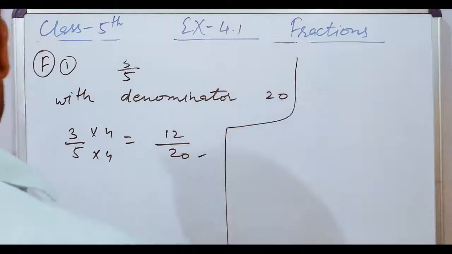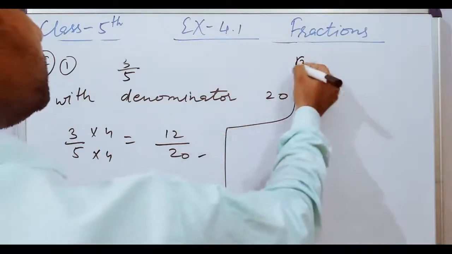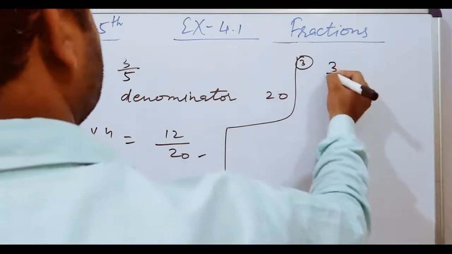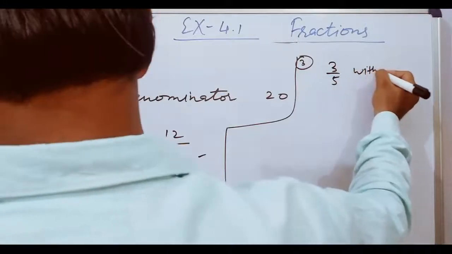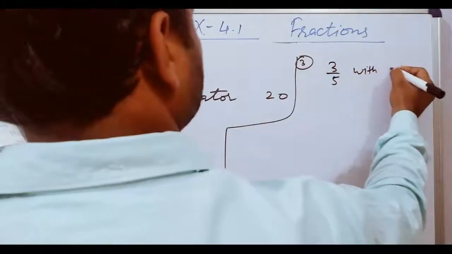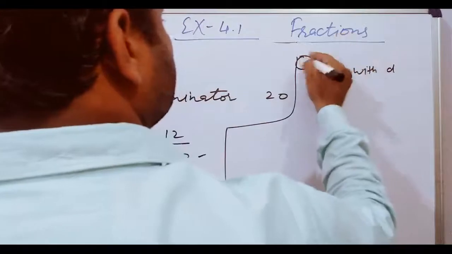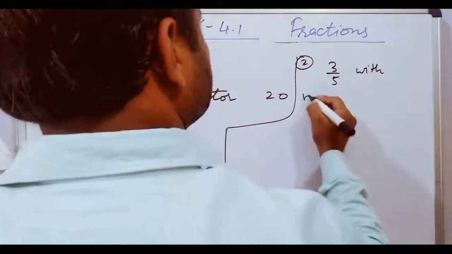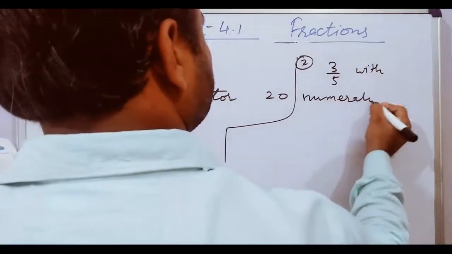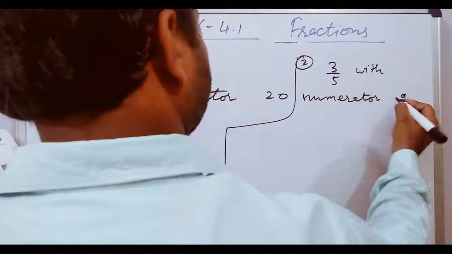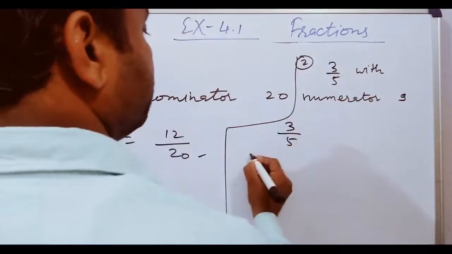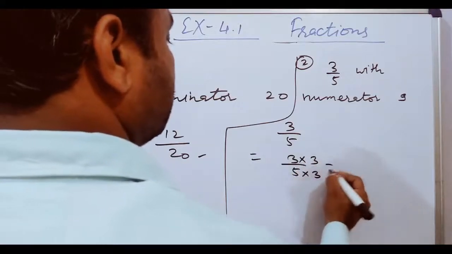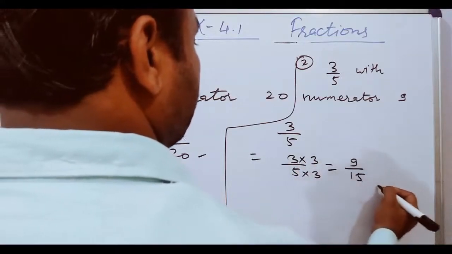Now same question, number 3. Same question, 3 upon 5 with numerator 9. So 3 upon 5, to make it 9, multiply by 3, up and down. 3 3s are 9, 3 5s are 15. Okay, dear students.